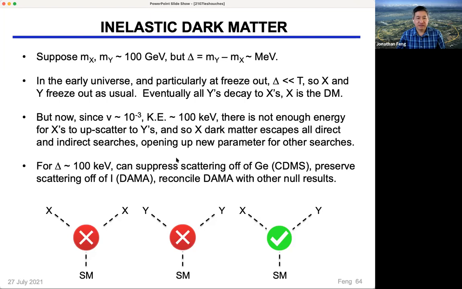I should mention, going back to the original motivation, if the delta is not 1 MeV, but 100 keV, it turns out that of course, is right in the range of what kinetic energies are available. And it turns out you can then do very fine tuning, which basically suppresses the scattering off of germanium. CDMS was one of the leading constraints at the time, and preserves the scattering off of iodine, which is what DAMA has in it. And so then you could reconcile DAMA with these other null results. Okay, and so that was really the motivation of Smith and Weiner. But nowadays, this motivation is probably even more prominent, where you just eliminate the entire direct detection field.